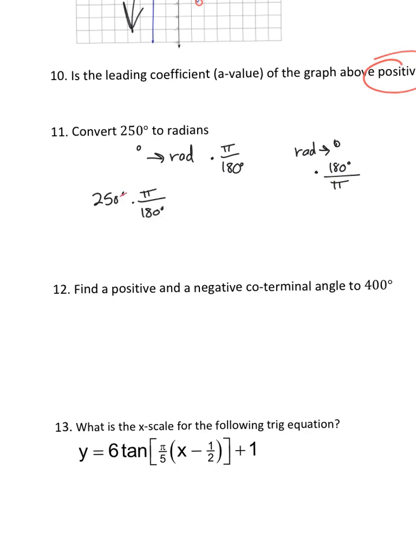So now these degree symbols cancel and I multiply these two together. So I get 250 pi over 180, sorry. Really the only thing I can do to reduce that is turn it into 25 pi over 18, and that would be your measurement in radians. So on your test, it will ask you to give it in pi. Please do not type this into the calculator and then get some random decimal. I want it to have the pi in there, okay?